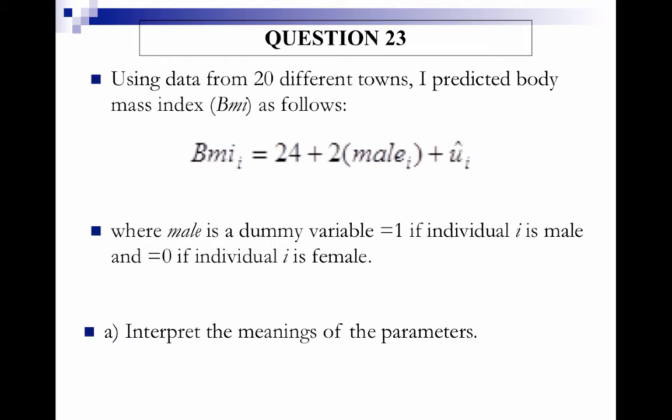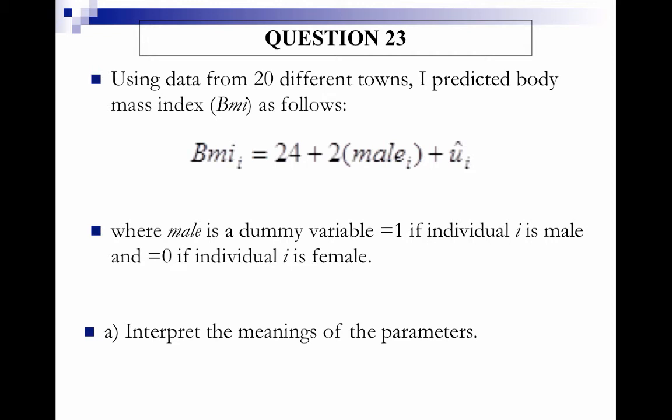Now for question 23, we have an N of 20. We have 20 different towns, and we're predicting body mass index using the following equation. So you have what we call an analysis of variance, or ANOVA model, where you simply have a dummy variable as the independent variable, and BMI as the dependent variable. So you're interpreting the meanings of the parameters. And you can interpret this in multiple ways.